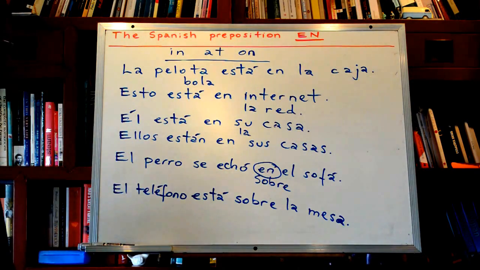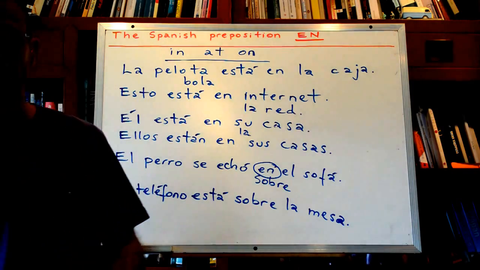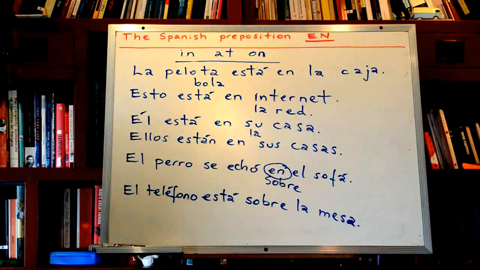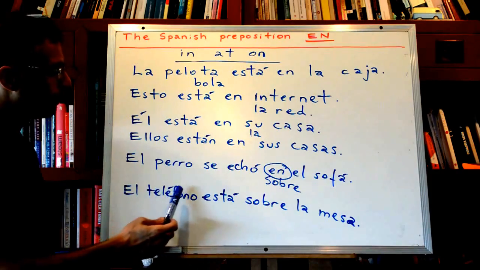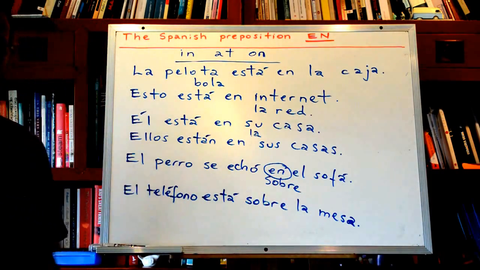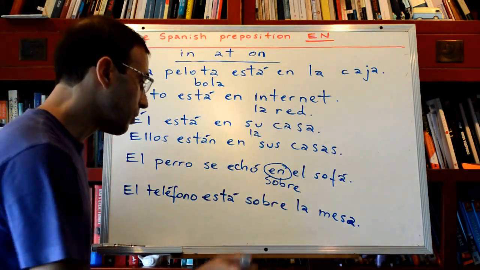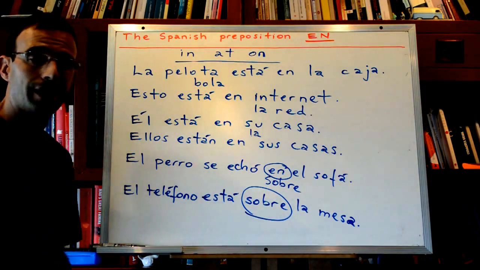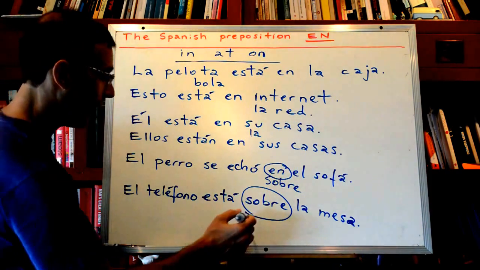So this is something quite obvious. So we have no doubt here that we are implying on something. So we usually use sobre instead of en. So we say el teléfono está sobre la mesa to say the telephone is on the table. Mesa means table. So sobre means on. So this sobre would be the more precise, the more correct preposition to imply that the telephone is on the table, right? However, we can still use the preposition in.